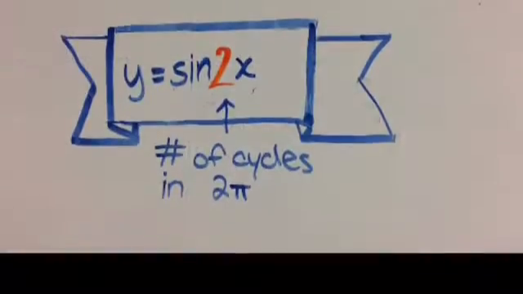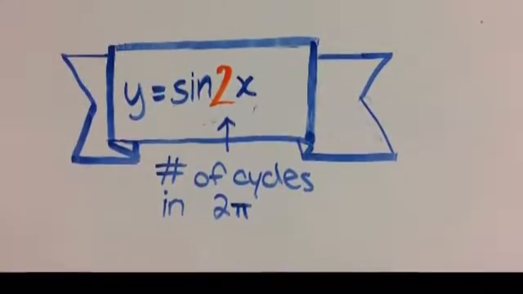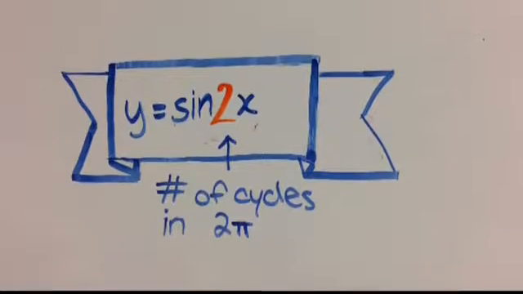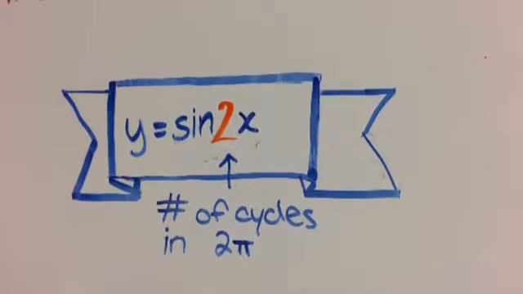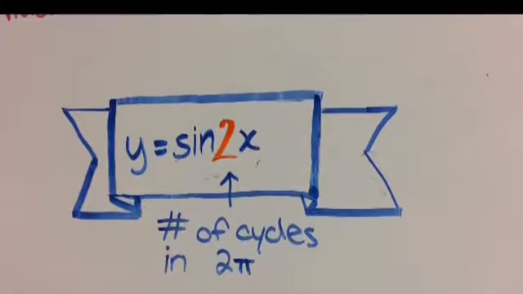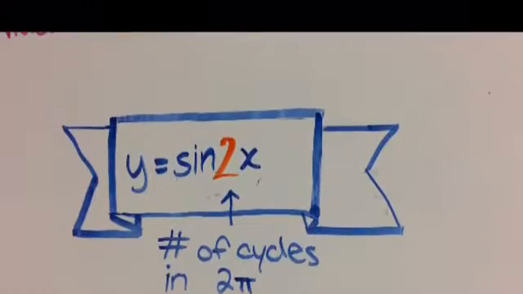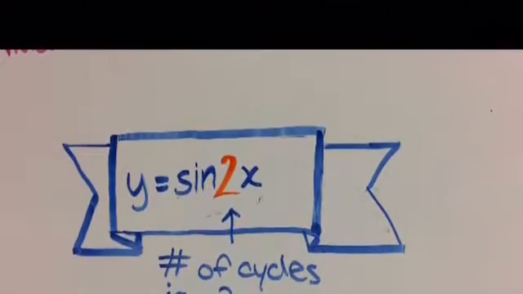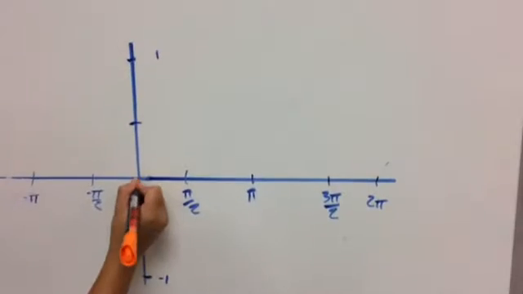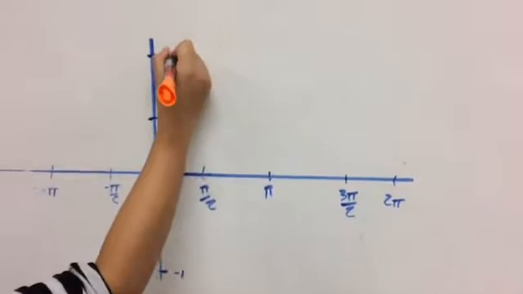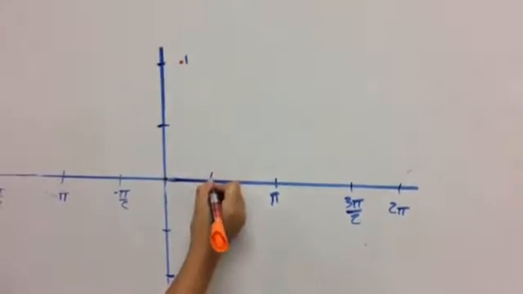Next, we're going to be using the equation of y equals sine 2x to demonstrate how to graph a horizontal stretch or compression on a sine function. 2, the number in front of this x, represents the number of cycles in 2 pi. In the base sine function of y equals sine x, the number in front of the x is 1, so there's 1 cycle in 2 pi. Since we are using y equals sine 2x, there are 2 cycles in 2 pi.